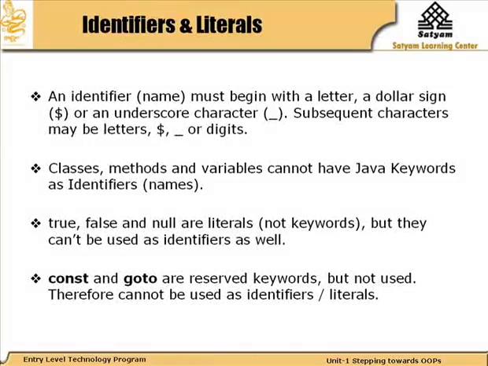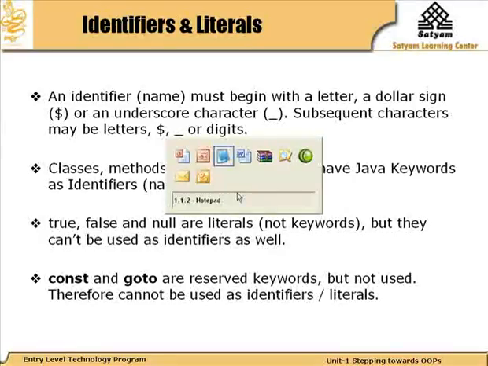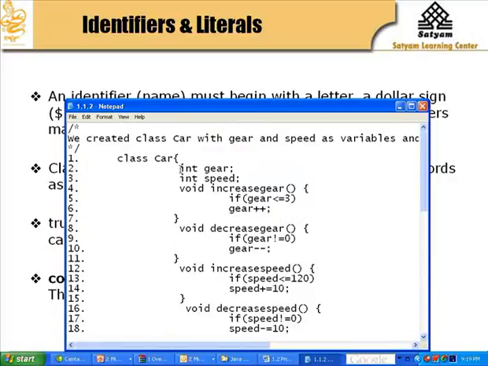Identifiers and literals. What is an identifier and what is a literal? Let's have a quick look at the previous example to understand what they are. Here in this example of car, int gear refers to the identifier, that is, gear is an identifier. And literal refers to the value that an identifier can hold. For example, if I say int gear is equal to 0, 0 refers to the literal and gear refers to the identifier.